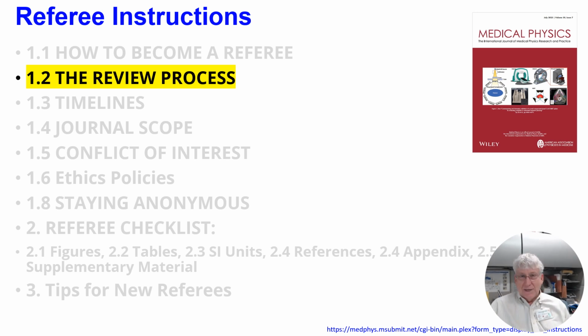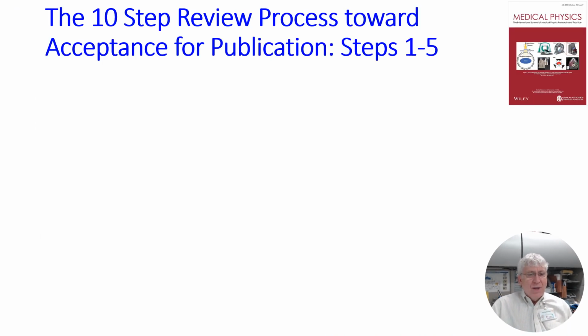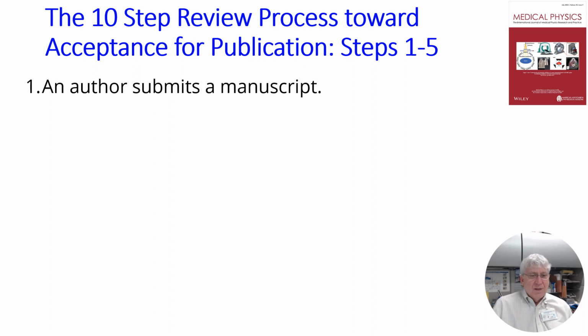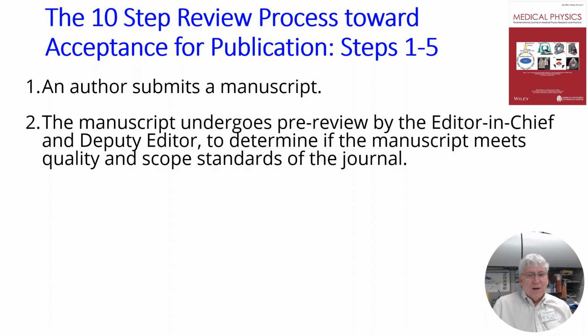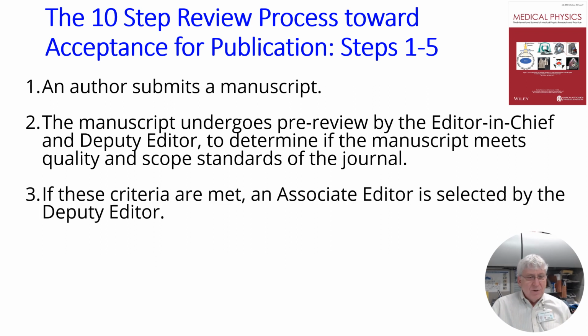The review process. The 10-step review process toward acceptance for publication, here are steps 1 through 5. The author submits the manuscript. We have gone over that. The manuscript undergoes a pre-review by the editor-in-chief and the deputy editor to determine if the manuscript meets quality and scope standards of the journal.